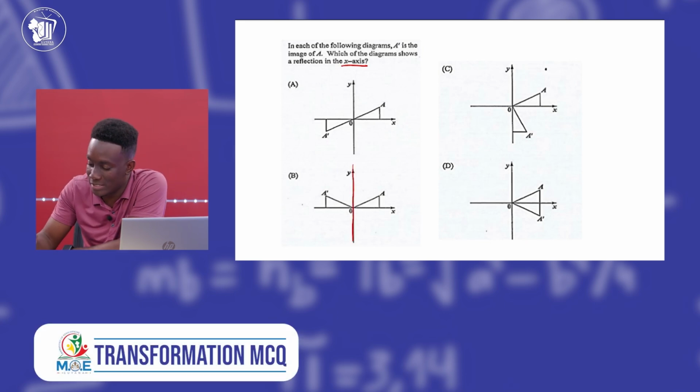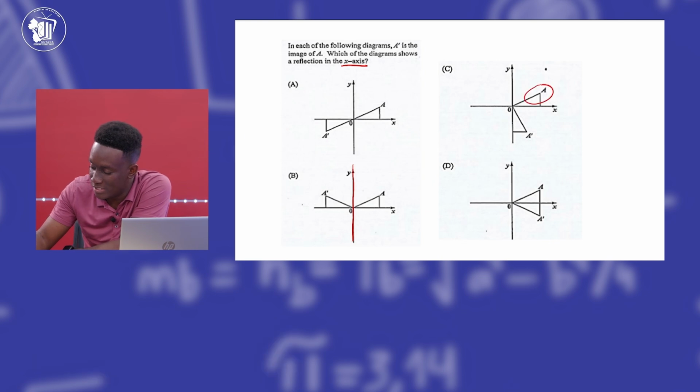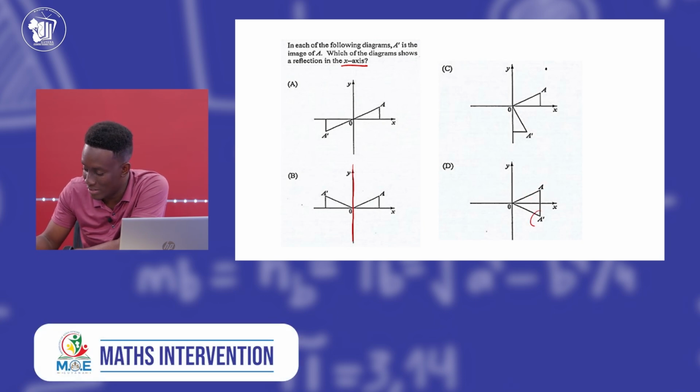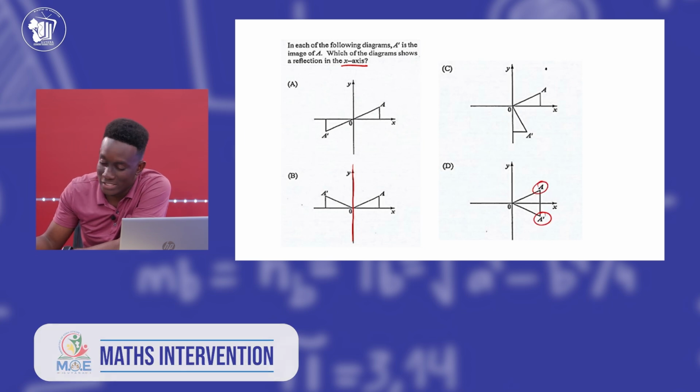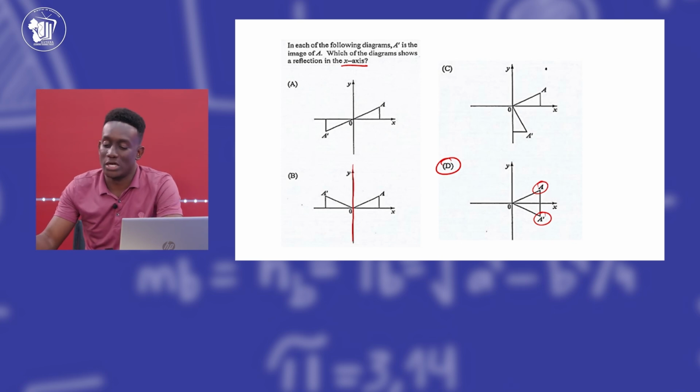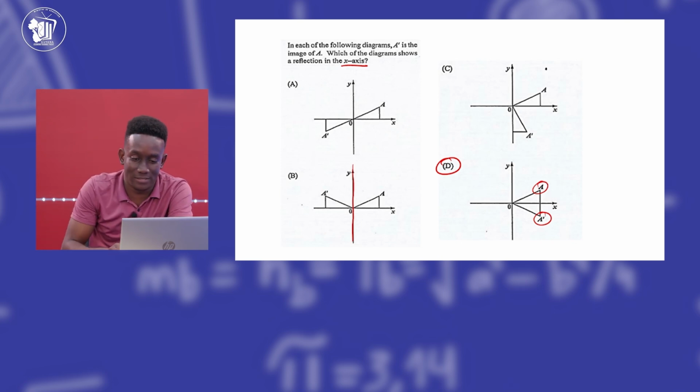So let's look at C. So I have C, the object here, and the image here. This looks more like a rotation about the origin, probably 90 degrees. But we're not talking about rotation. And last but not least, let's look at D. So we have the object here, and we have the image here, and we can clearly see that this image is being reflected here. So the answer in this case is D. D is showing a reflection in the x-axis.